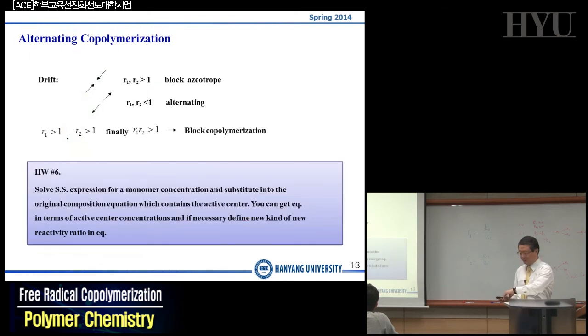So in summary, when you have a drift approaching 0.5, then you have a block tendency. When your drift is spreading out, then you can come up with alternating copolymer systems.